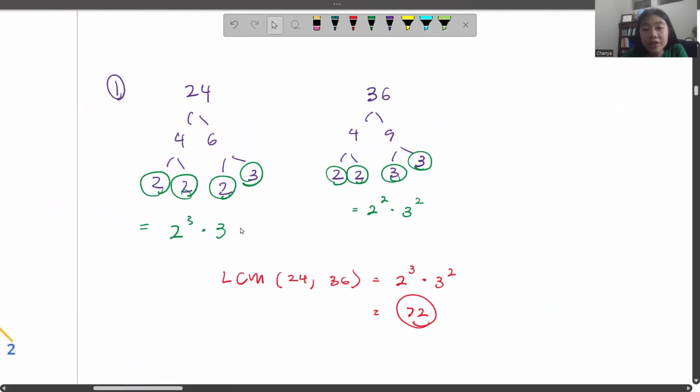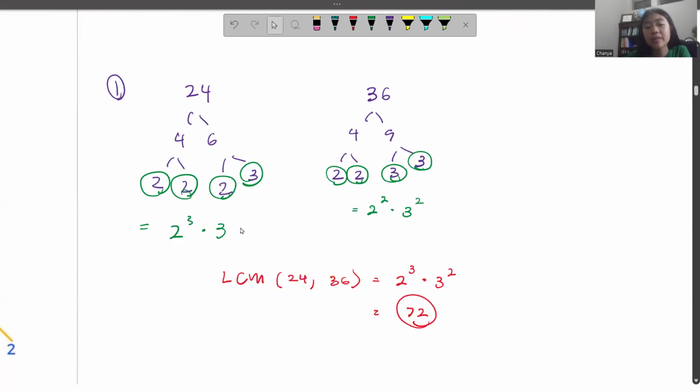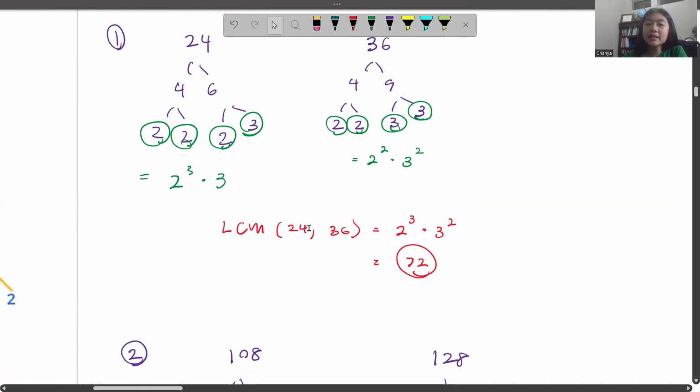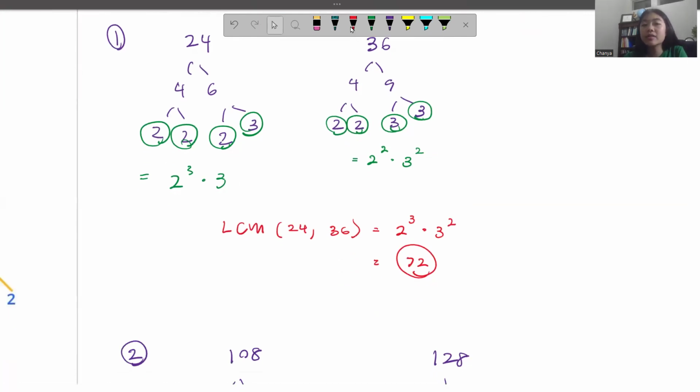But I made the factor trees for 24 and 36. So I found that the prime factorization of 24 is equal to 2 cubed times 3. And for 36, the prime factorization is equal to 2 squared times 3 squared. So to find the LCM, if you recall, you need to take the highest power of each prime factor, right?